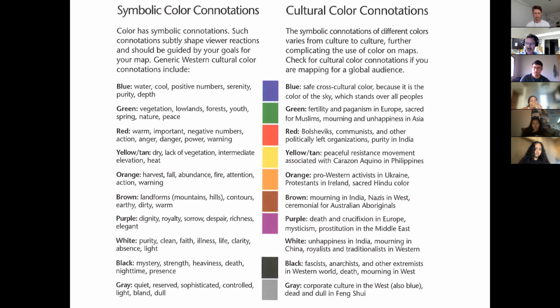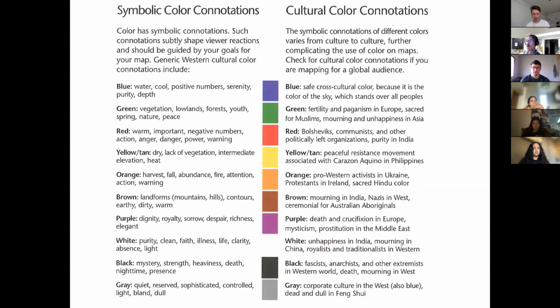So purple is death and crucifixion in Europe. Royalty in Hawaii and other places, right? So there are definitely important cultural connotations to these colors that, depending on the use of the map, you should be aware of. Yeah, black, fascists, anarchists, and other extremists in the Western world means other things too.